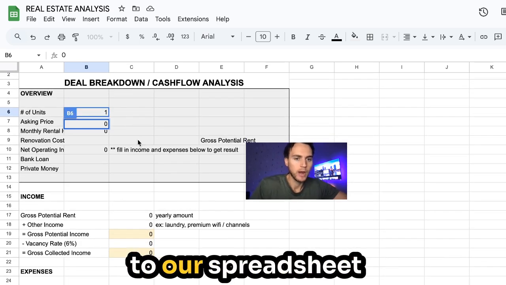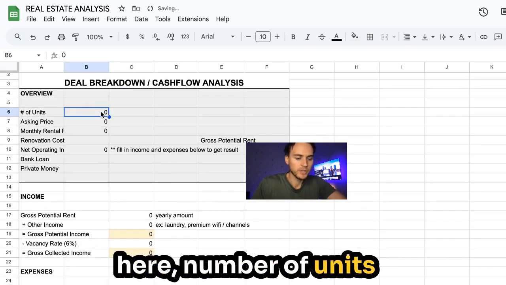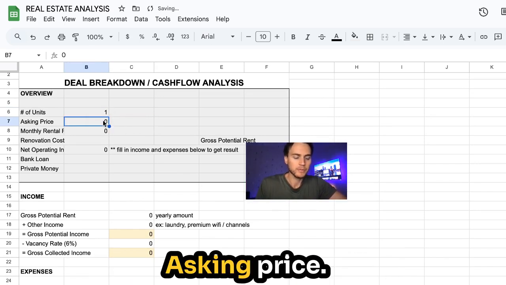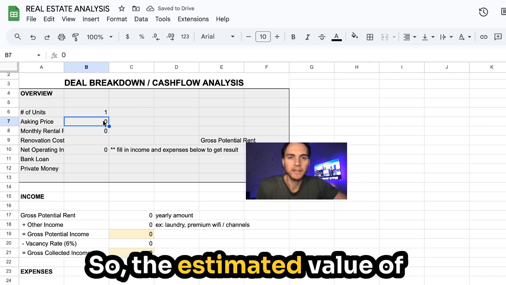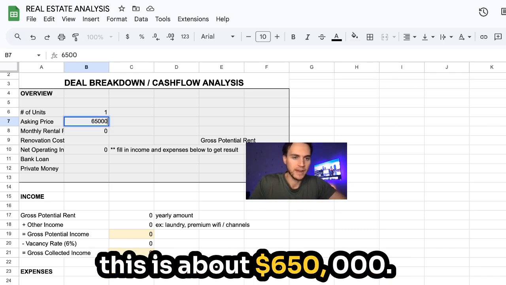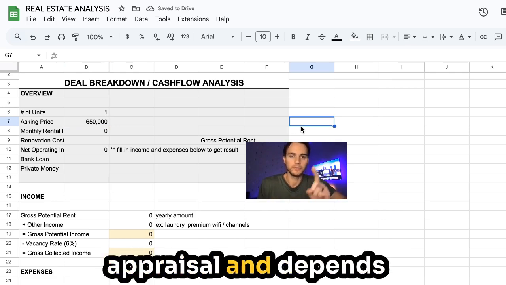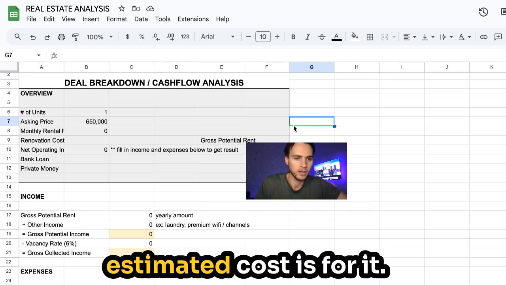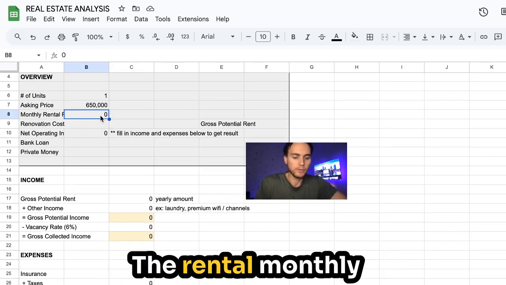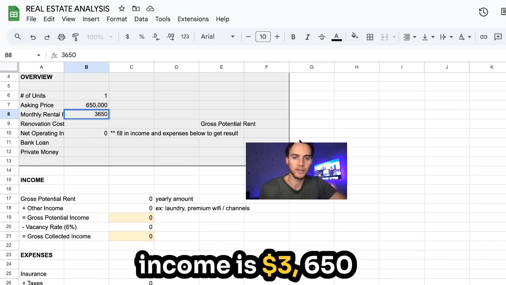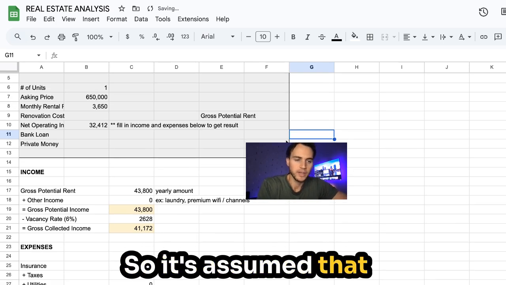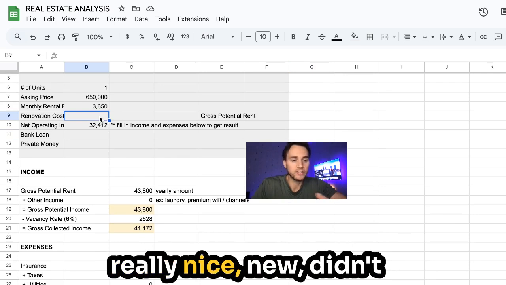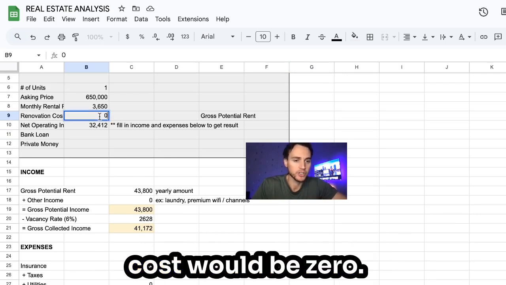Okay, so going back to our spreadsheet here, number of units is going to be 1, it's a single family home. Remember, if it was a duplex, you'd put 2. Asking price, so the estimated value of this is about $650,000. You need to get an appraisal, and it depends on what it would sell for, but $650,000 is what the Zestimate or estimated cost is for it. The rental monthly income is $3,650 like it was listed. So let's assume you would be able to get something like that for rent. Now the place looked really nice, new, didn't look like it needed any repairs. So renovation cost would be 0.